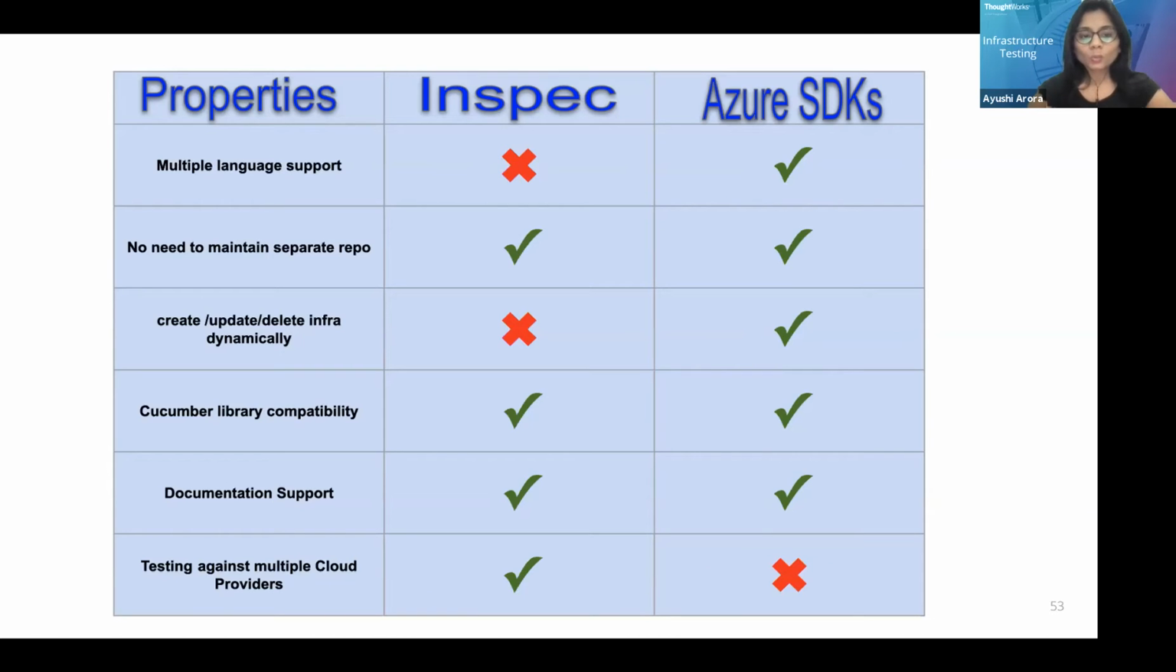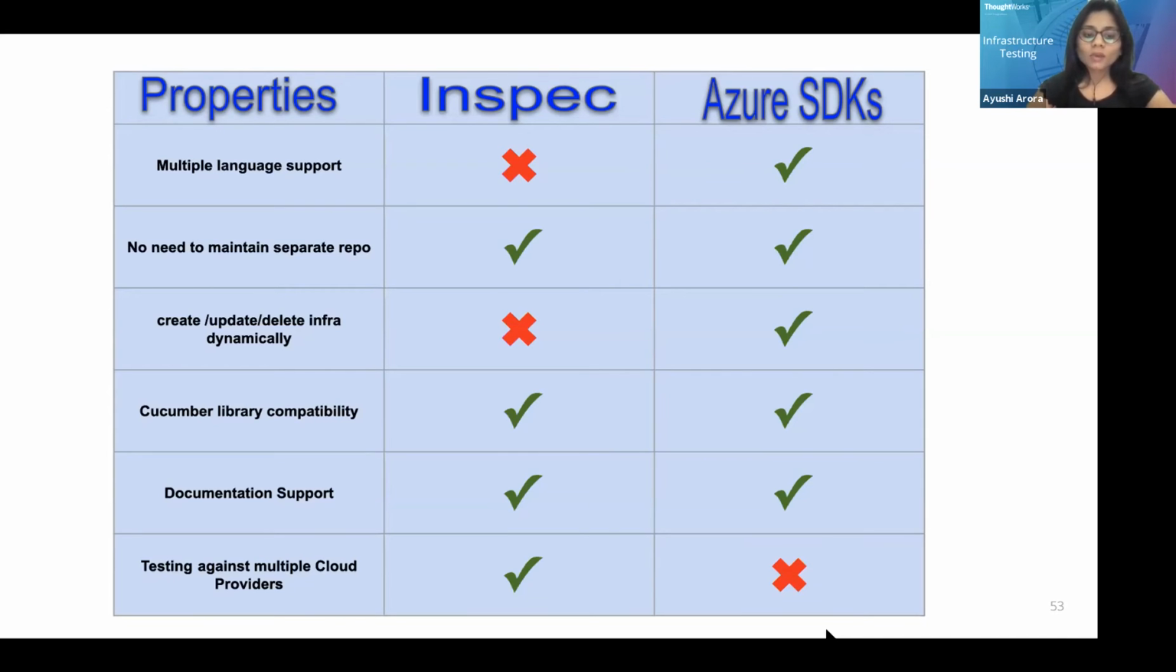Then coming to the Cucumber library support, Inspec and Azure both support the BDD framework using Cucumber. So there is no restriction on this basis. We can use any one of them. Documentation support for both is nice. We'll share the link of the documentation for both as well. So Inspec and Azure both have good documentation support.